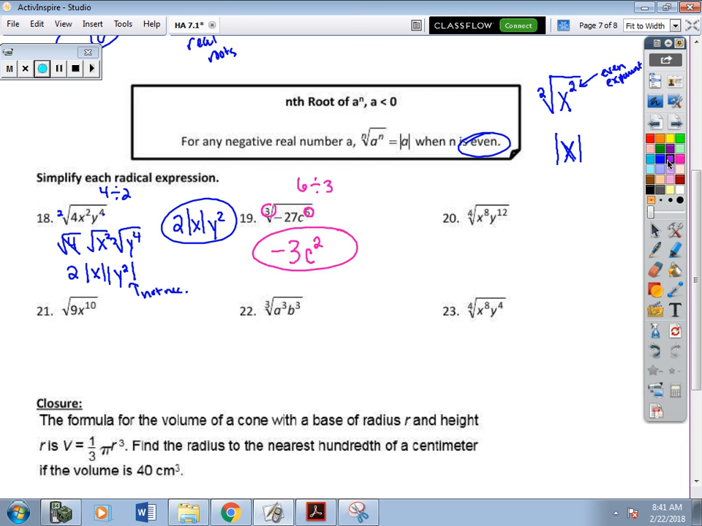Okay, next one, no numbers, so we just need to divide these. So 8 divided by 4 would get me x squared. 12 divided by 4 would get me y cubed. Now, double check. This was even. When I took the root, it's still even, so you don't need to put the absolute value bars. But this one was even. It is now odd. So you would need to put absolute value bars because when you raise something to an odd power, it can stay negative, whereas it should remain positive.